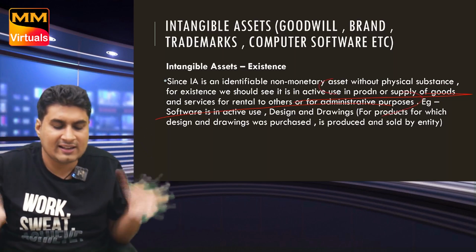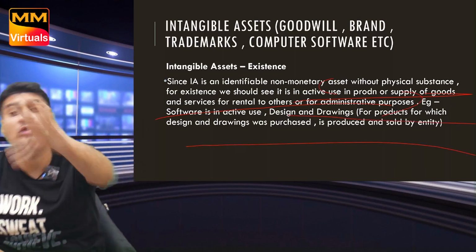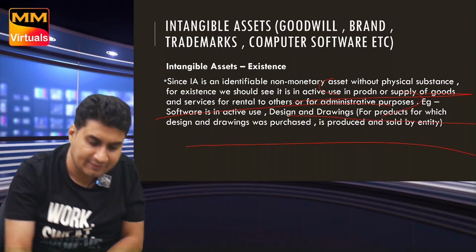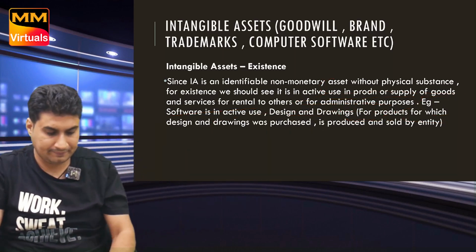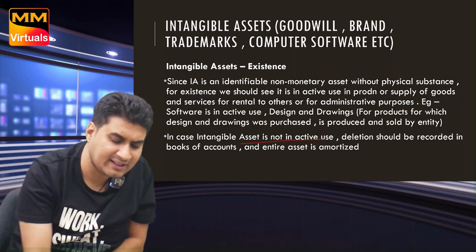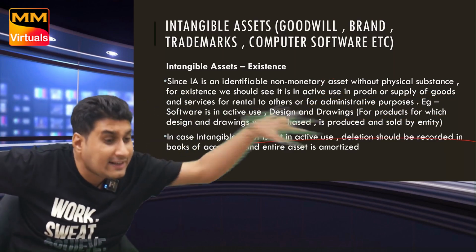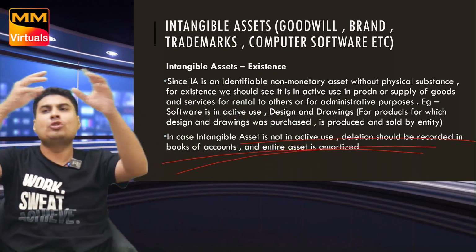Simple. Design and drawing. For products for which design and drawing is purchased, are those sold by the entity? If these products are sold, design and drawing are valid. Understood? Okay. If the intangible asset is not in active use, like design and drawings of an outdated product, write them off. Write them off. Okay. The entire asset should be amortized.